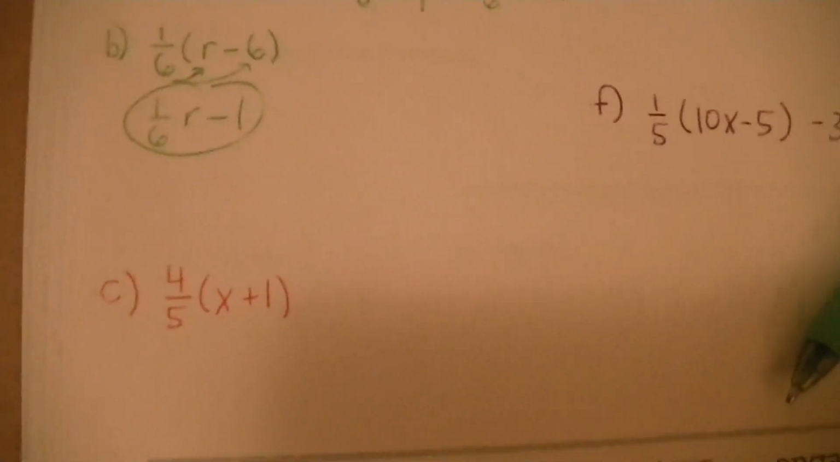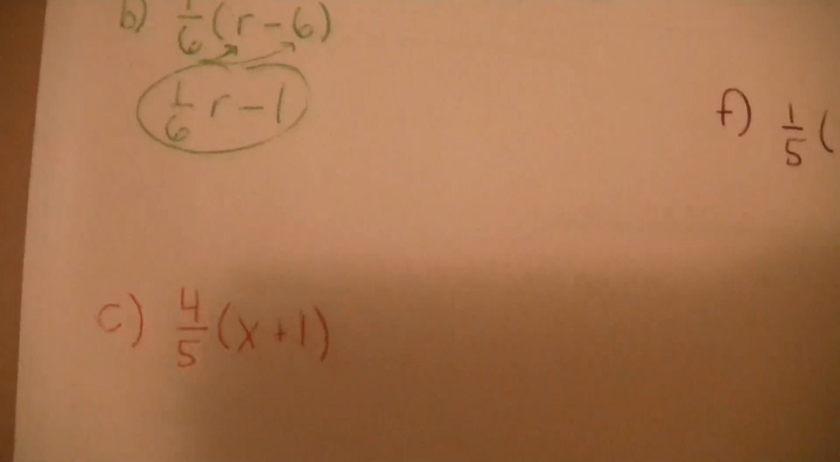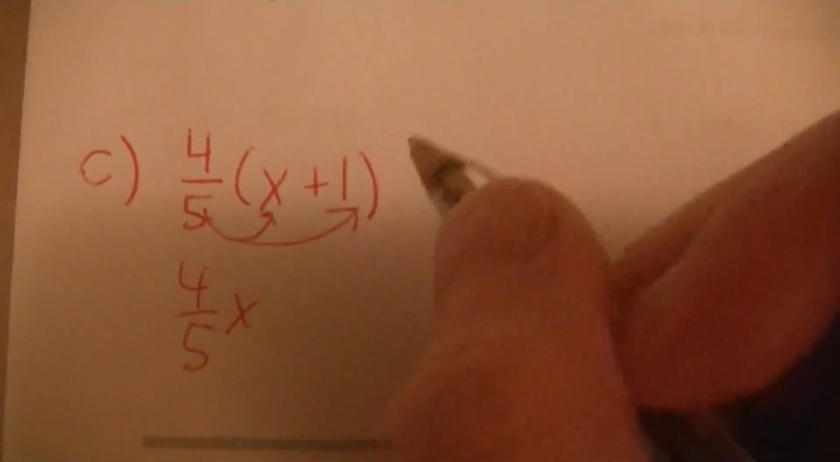Okay, so letter C. The way you'd say this out loud is 4/5 times the quantity of x plus 1. Again, you see parentheses and something right outside of it, so you want to use the distributive property and multiply it by everything inside those parentheses. So I have 4/5 times x, and that's just 4/5 x. Now I have 4/5 times a positive 1. Anything times 1 is just itself, so 4/5 times a positive 1 is a positive 4/5. I'm going to go ahead and circle that.